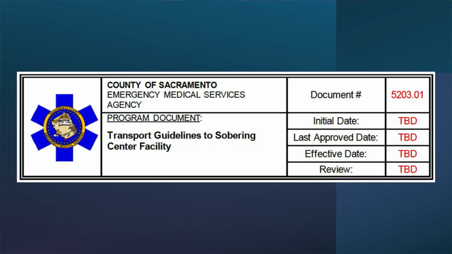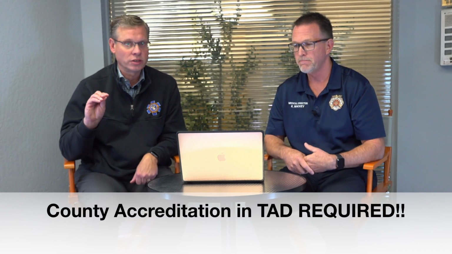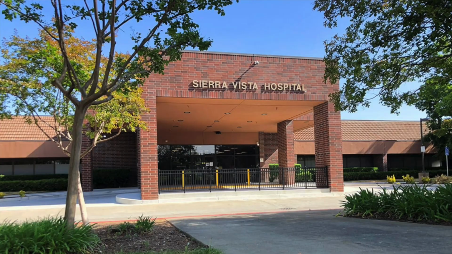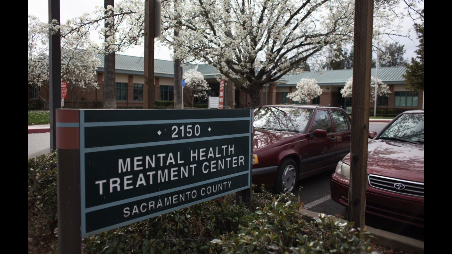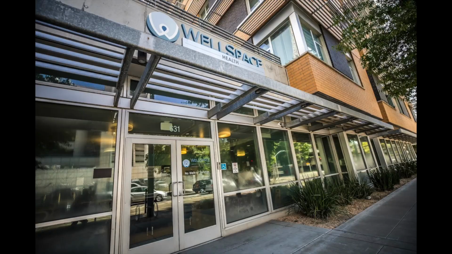Awesome. Transport guidelines to sobering center facilities. So this is a brand new policy. Okay, so an important initial consideration is you have to have been a person who went through this training before you can even use this: received county accreditation in triage to alternate destination. Yep. Number two, only facilities formally approved as TAD receiving centers are eligible to receive these patients. And currently, at the time that we're filming this, that's Sierra Vista Hospital, Sac County Mental Health Treatment Center for behavioral crisis, and then WellSpace downtown on 7th Street is our designated sobering center. So we have some centers that are coming online. I think there's probably more that'll come online.